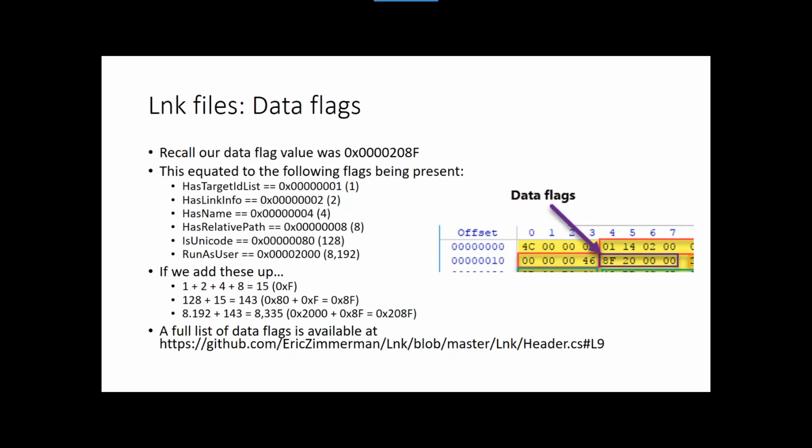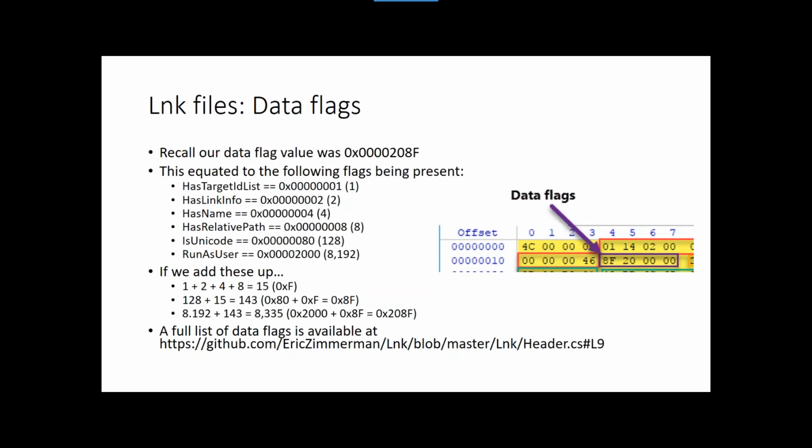flags. So if we add things up at the bottom, 1, 2, 4, 8, 15, we get F. And then the next section would be 80 plus F. And so you can see how we build that back to our 208F. And that's what gets stored, and we're good to go.